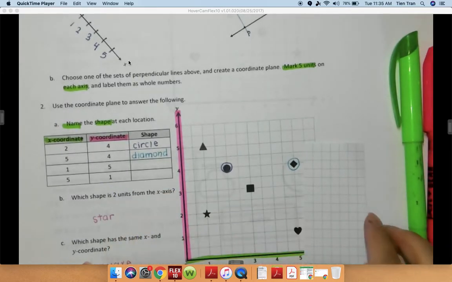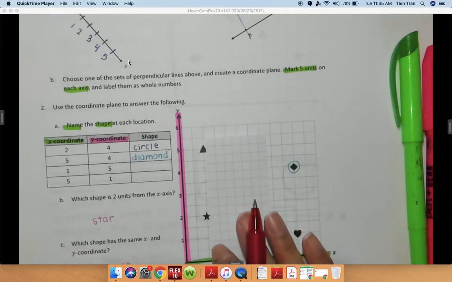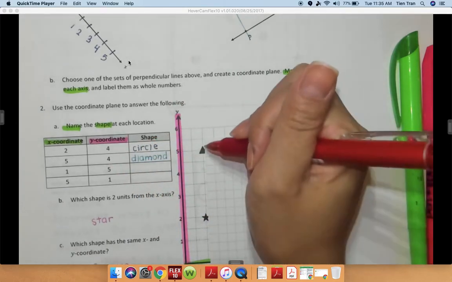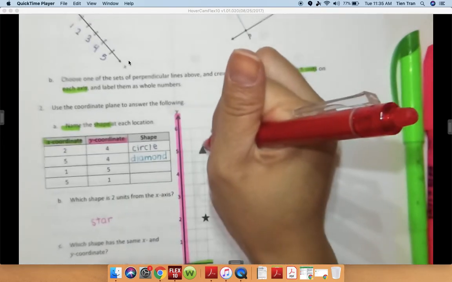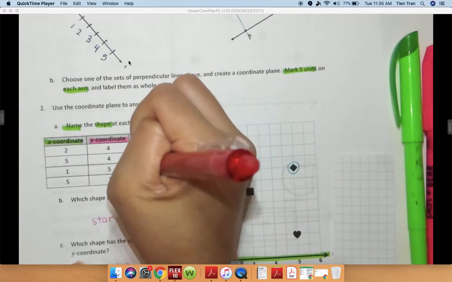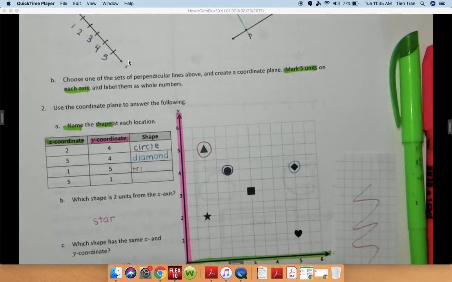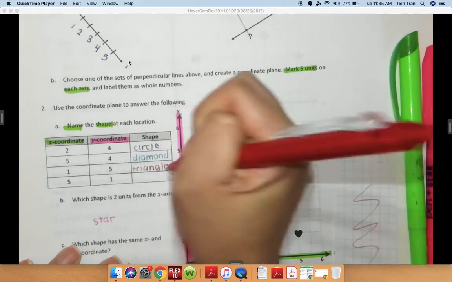The next one tells me to move over 1 time on the x-axis and then to go up 4 times on the y-coordinate. So I'm moving up 5 times, and I'm circling it. Right there is a triangle. So I'm writing in triangle. I think my pen is not working. It's very light. There you go, triangle.